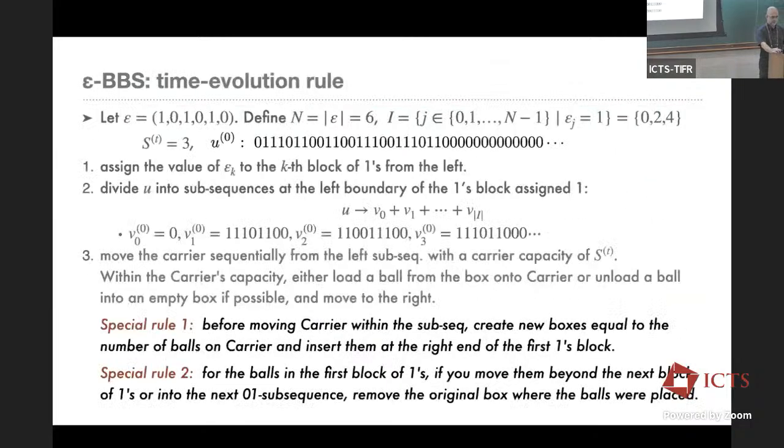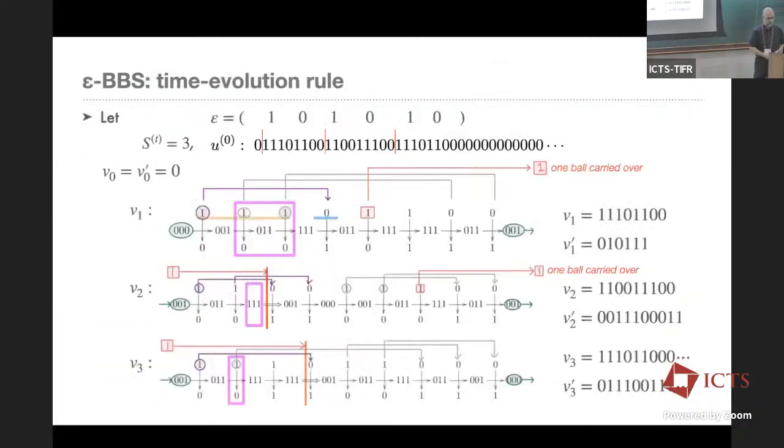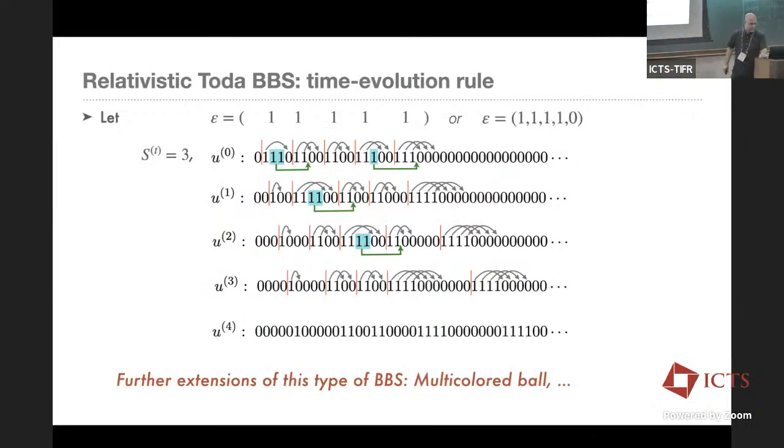And then, yes, now it's slightly complicated, but it's possible to explain both of them, the box ensemble system and this Laurent type box ensemble system, simultaneously by using some additional two special rules. Okay, and then of course I'd better say one more comment on the relativistic Toda box ensemble system.